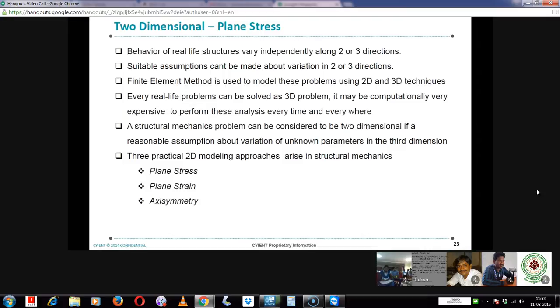Okay. Generally, the simplifications can be carried out in one dimensional, two dimensional, three dimensional, and the finite element method will take care of these techniques. As I mentioned earlier, this fourth point is very important. Every real life problem can be solved as a 3D problem. It is very easy to solve in 3D, because we don't need to make any assumptions. Straight away import the model, do the meshing, apply the boundary conditions, and solve it. There are no issues, okay?